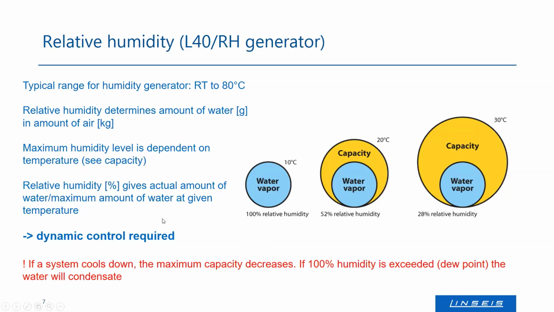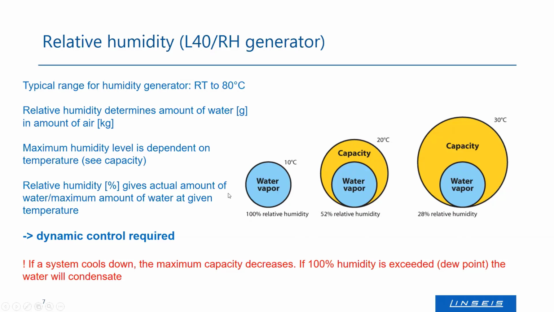This requires, of course, a dynamic control. As I said, if you want to keep the level constant, you need to constantly pump water in, or you have to exactly monitor the temperature of your gas to calculate the actual humidity percentage. That also means the one point that very, very few people are aware of: if you have a system that operates in humidity and that cools down, the capacity would decrease.